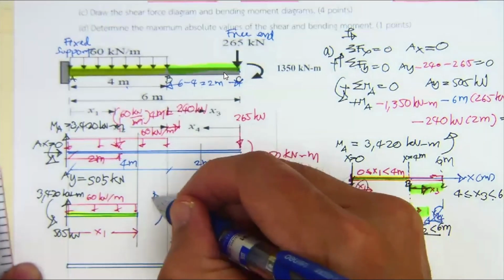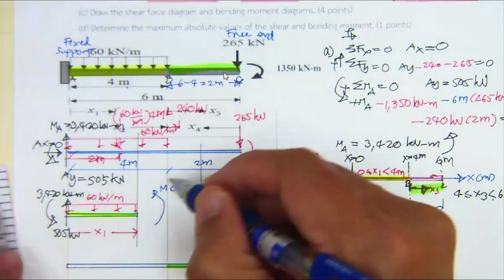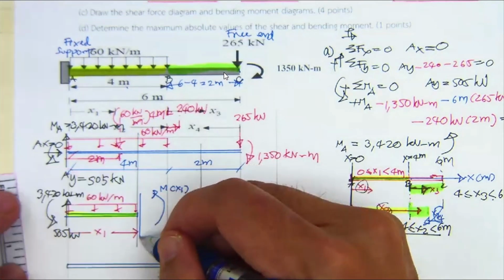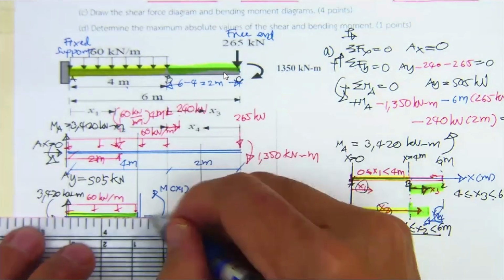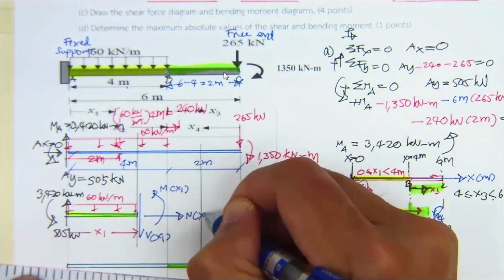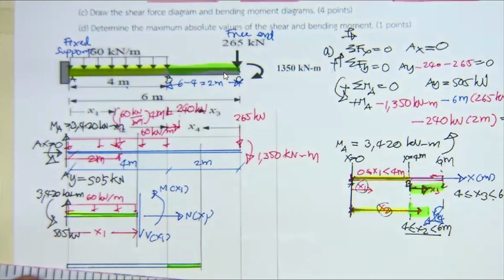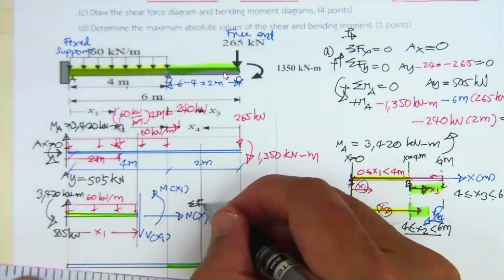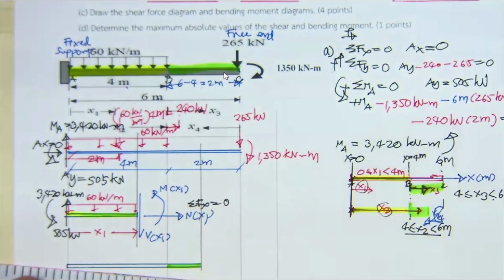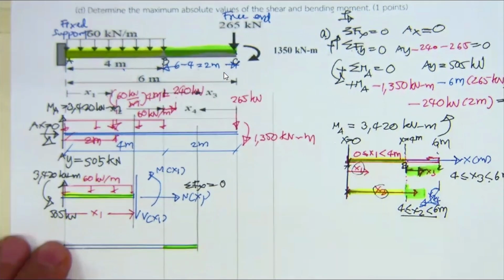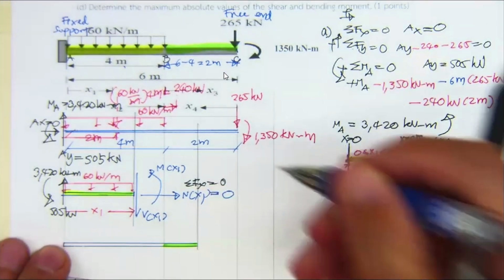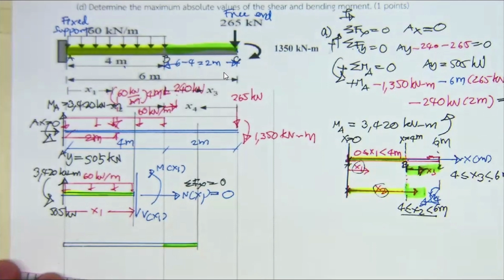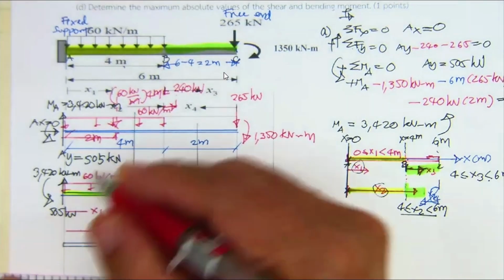So that's going to be M sub x1. And by sign convention, this is going to be V sub x1, and this is going to be N sub x1. And then, since you know summation of F sub x is 0, no horizontal force, the normal force N for the x1 is going to be 0. Okay. Now, for the second one, you do the same thing.